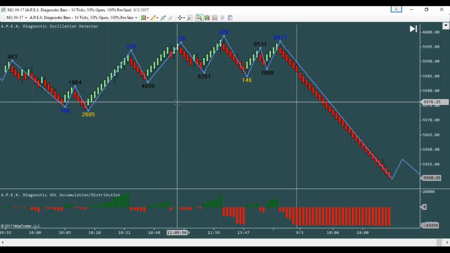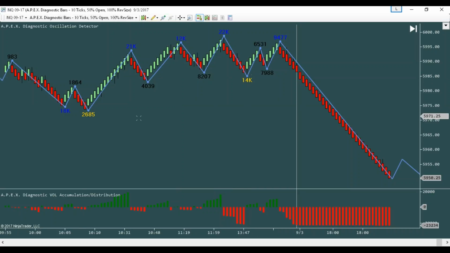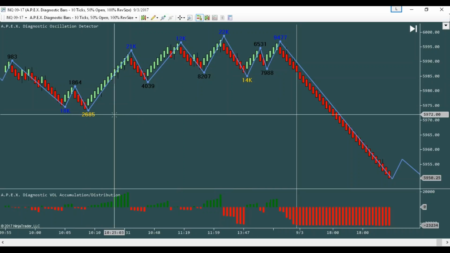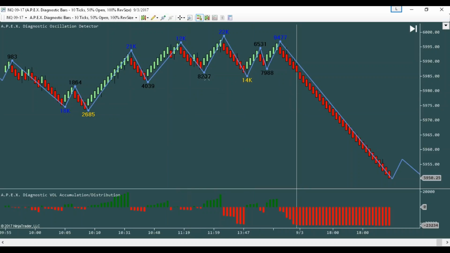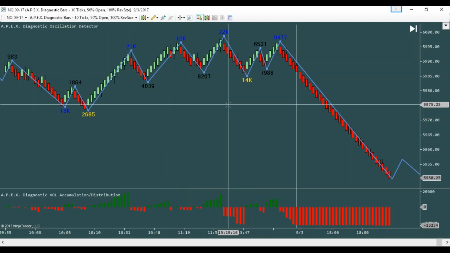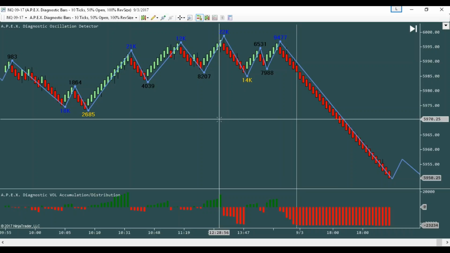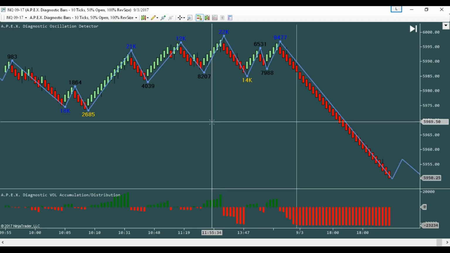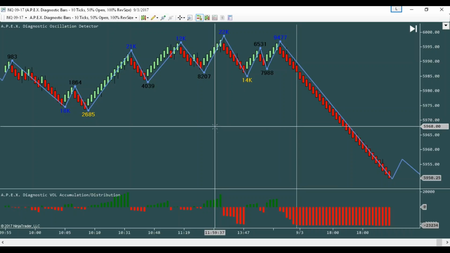Now sometimes VAD will show a little bit different result than the oscillation detector. Sometimes it'll seem like the numbers don't match up, and we're going to talk a little bit about that. And we'll get into this a little bit, but notice these yellow numbers here. We'll get into the colors in a little bit, but notice the yellow numbers. Those are one of the biggest things that I use the oscillation detector for. The yellow numbers are what's called a double top or double bottom.